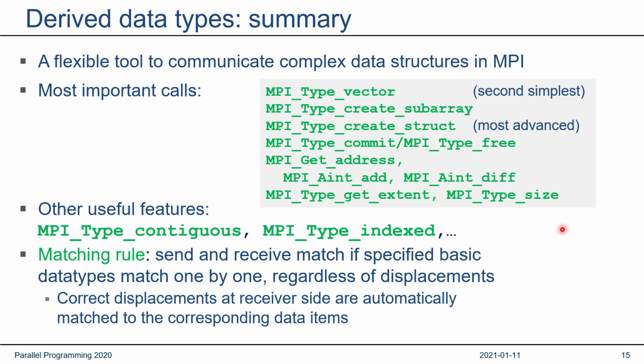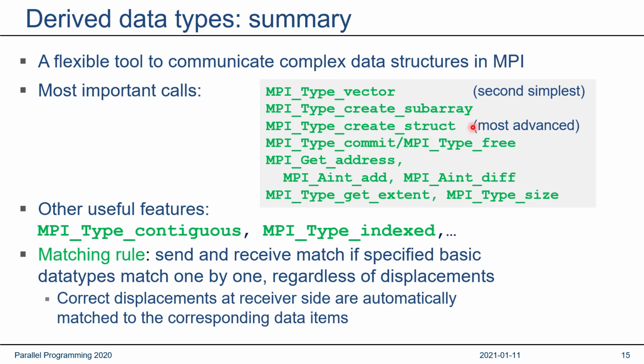What I haven't covered, which would be self-explanatory, however, is the matching rule. So if you have a program that handles derived data types, the matching rule is that a send and a receive match if the specified basic data types match one by one, regardless of the displacements. Keep in mind that if you define something like a create struct in several MPI processes, the mutual offsets and base addresses of these elements could be different from process to process.